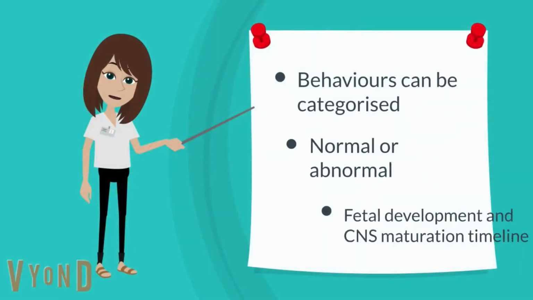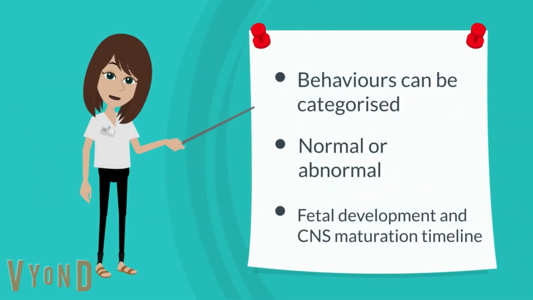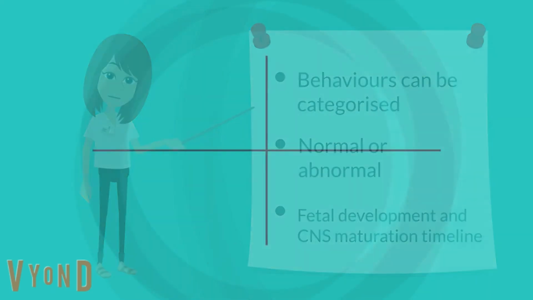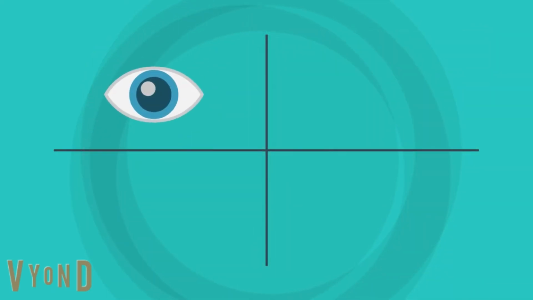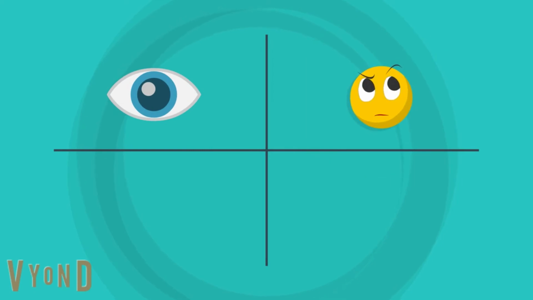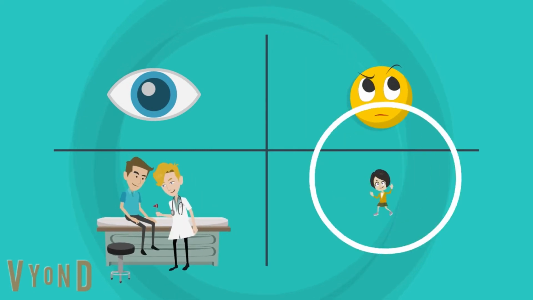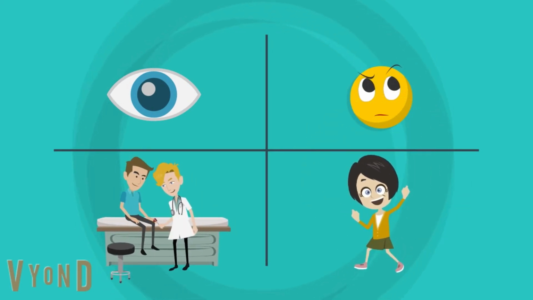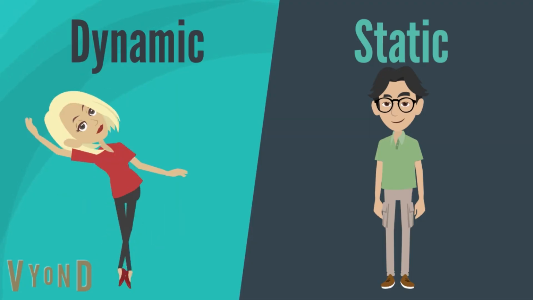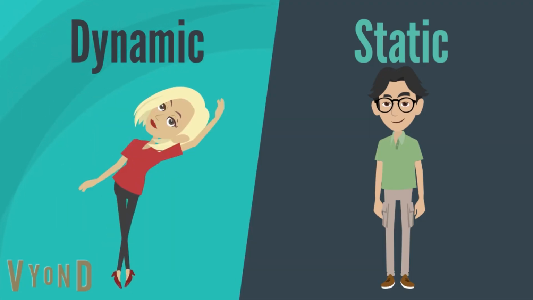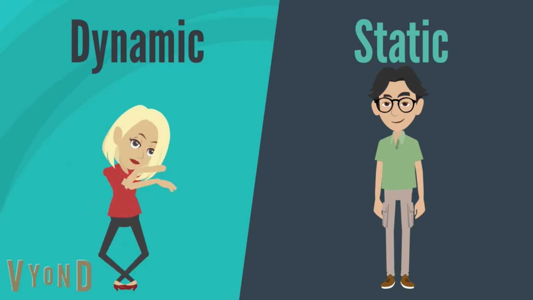By watching the fetus in the womb, behaviors can be categorized as normal or abnormal, in regard to where they sit along the fetal development and CNS maturation timeline. This is done by evaluating the opening of the eyes, variety of facial expressions, primary reflexes, and quality of general movements. The dynamic and static movements of the fetus can help to identify when neurological damage has occurred.